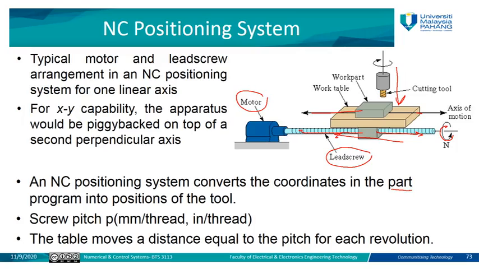Okay, so usually we have this screw. It has a pitch, P here, which is measured either in inches per thread or millimeters per thread, depending on how many threads there are. So the table moves a distance equal to the pitch for each revolution.